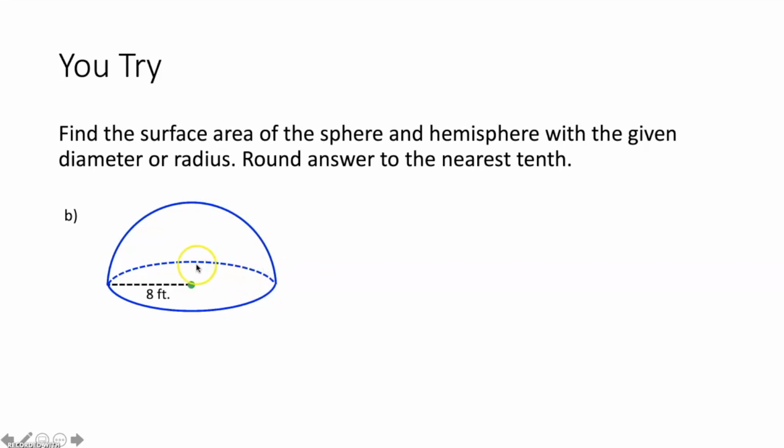But this time, we have a base, and our base is a circle. And if we're finding the surface area, which would be the area of all of the outside of this given hemisphere, we have to include the area of that circular base. So our surface area formula for a hemisphere is going to be 1/2 times 4 pi r squared. That'll give us the area of this outer shell. But then we add in the area of that base, which is a circle, which would be pi r squared. That is the surface area of a hemisphere formula.